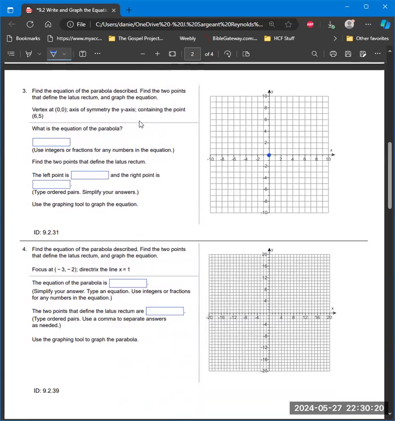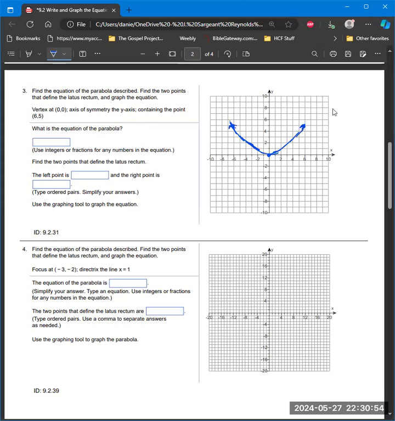Vertex is going to be at (0, 0). The axis of symmetry is going to be the y-axis, and it's going to contain the point (6, 5). That means that it's going to be symmetric about the y-axis, so (-6, 5) is also going to be on the graph there. We'll be able to draw it like this.